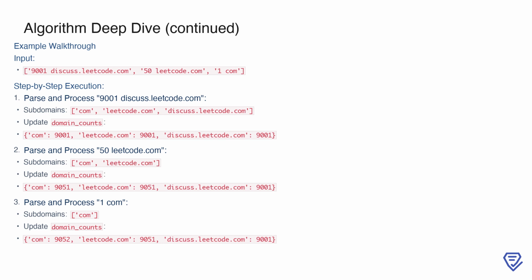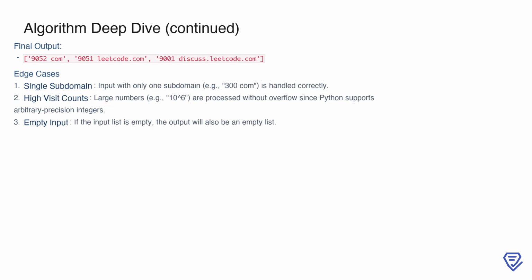By the end of this step-by-step execution, all subdomains have their visit counts aggregated correctly in the dictionary. The final output is derived by formatting the entries in domain_counts into the required format count subdomain. For our example, this results in the list 9052 com, 9051 leetcode.com, 9001 discuss.leetcode.com. This output correctly reflects the total visit counts for all subdomains.